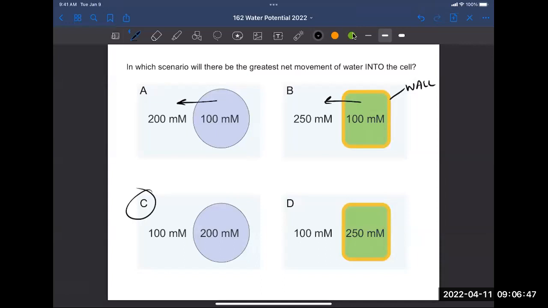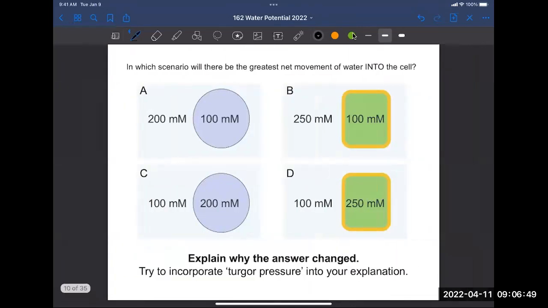Rather than me explain it, why don't you try to explain it yourself? You can do this in your notebook, if that's your style, or you can do it with somebody sitting next to you. Can you explain why the answer changed? And try to incorporate the word turgor pressure into that answer. So take a moment to do that. Why did the answer change from D to C in this case? And how is turgor pressure a part of that answer?